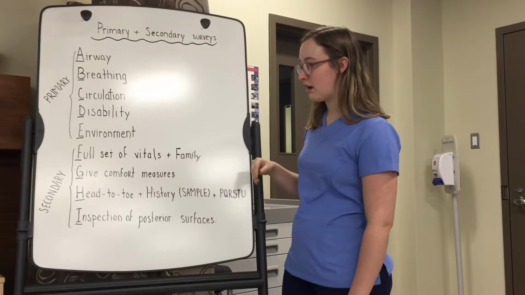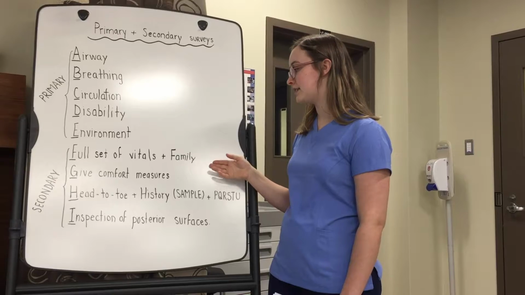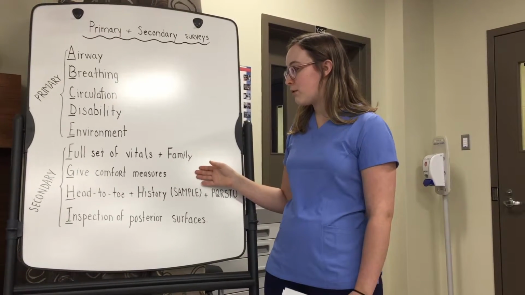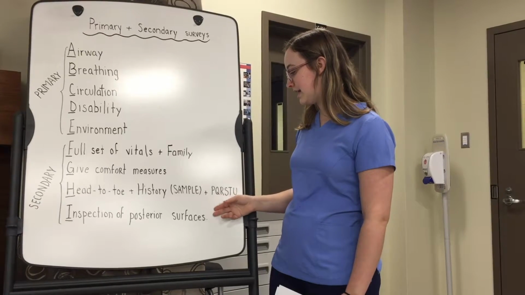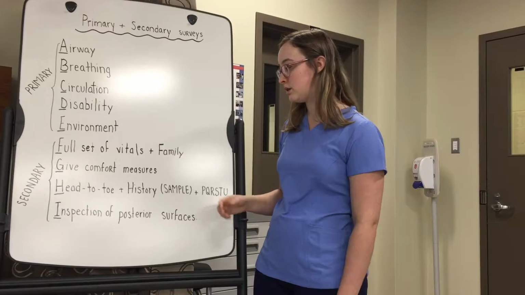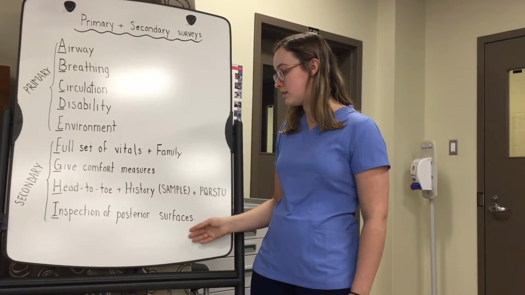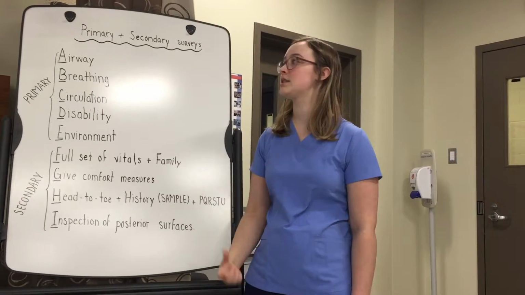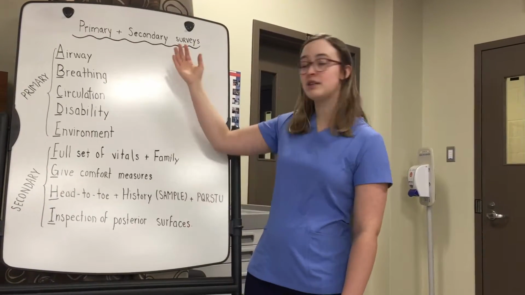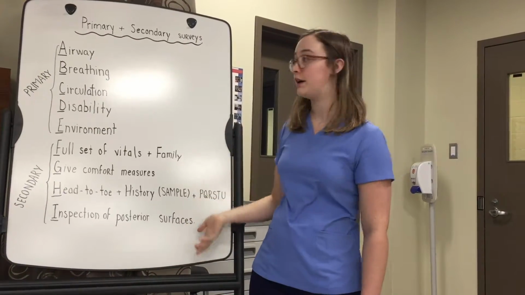And then in the secondary survey, there's a full set of vital signs, include the family, give comfort measures, head to toe, and history, including pain assessment like PQRSTU, and inspection of posterior surfaces for other injuries. So now I'm going to talk about airway. Of course, this is all in order of priority.